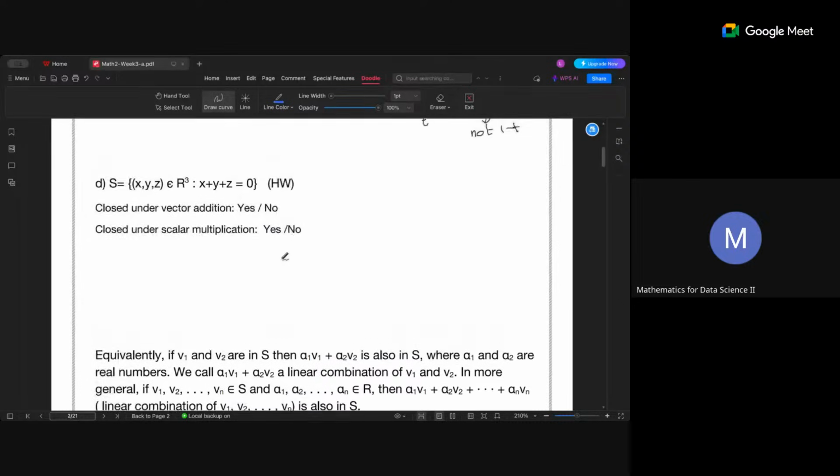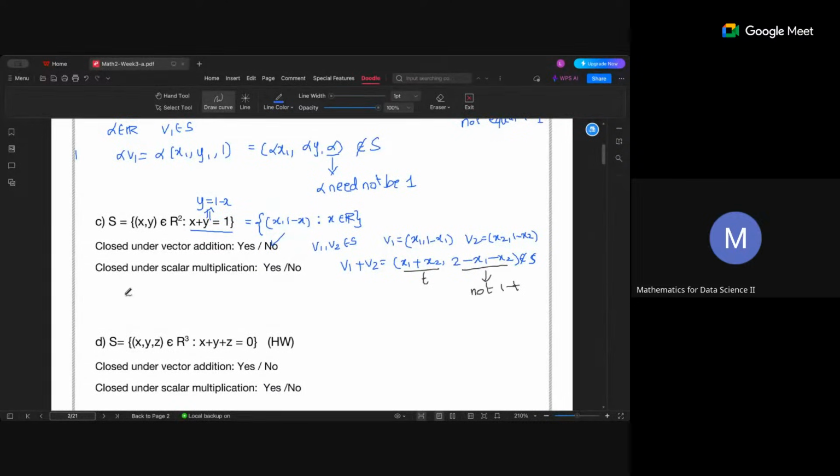Okay. Fine. What about the scalar multiplication? So let's take alpha times x comma 1 minus x. Then what happens? Alpha x comma alpha minus alpha x. Now what can you see about alpha plus alpha minus alpha x? This should be equal to 1, but this is actually equal to alpha. And again, this need not be 1.